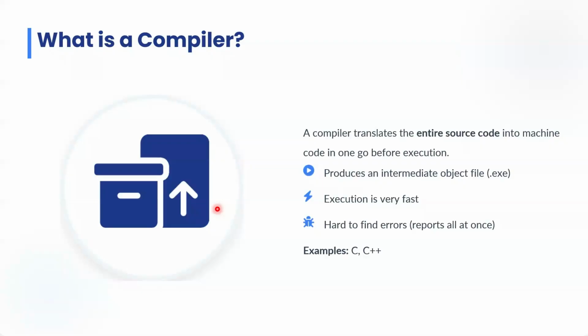And the examples of some of the compilers are C and C++. So how the errors are handled: whenever you give a C++ code, when you just enter it, all the errors are given to you at once. So this is how a compiler works.